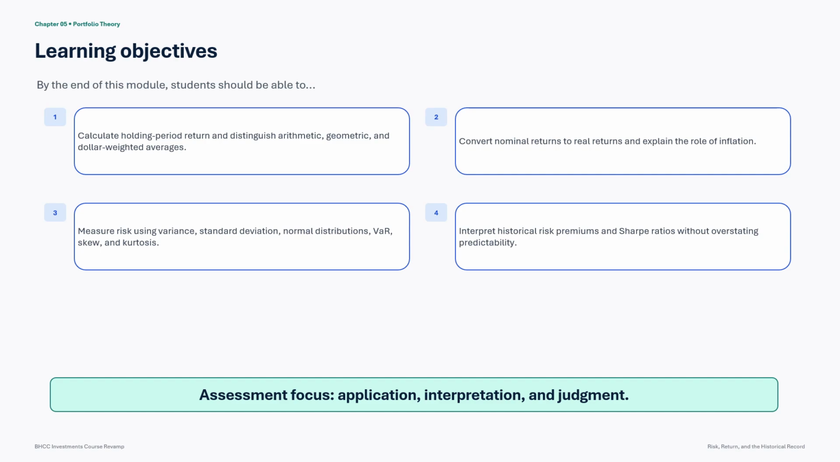Fourth, you should be able to interpret risk measures and historical risk premiums without pretending they provide certainty. Standard deviation, value at risk, skew, kurtosis, and the Sharpe ratio are useful tools. None is a crystal ball. Value at risk, in particular, sounds precise enough to wear a lab coat, but it remains a model built on assumptions. The assessment focus is application and judgment. A strong answer will calculate correctly, identify the appropriate measure, explain the assumptions, and state what uncertainty remains.